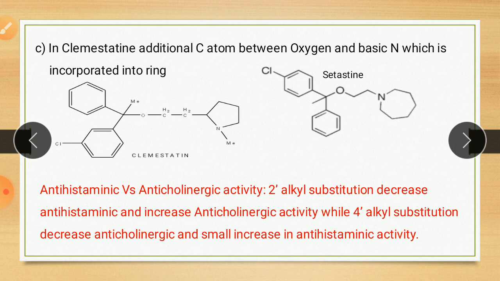But here, introduction of an alkyl substituent at carbon 2' and 4' of one aromatic ring results in a significant change in selectivity. So the aromatic ring, especially the 2' position and 4' position. Suppose this one is the aromatic ring. So this one is the 2' position and this one is the 4' position. So when we substitute at this 2' and 4' position, the selectivity of these drugs towards the muscarinic and histaminic receptor changes.